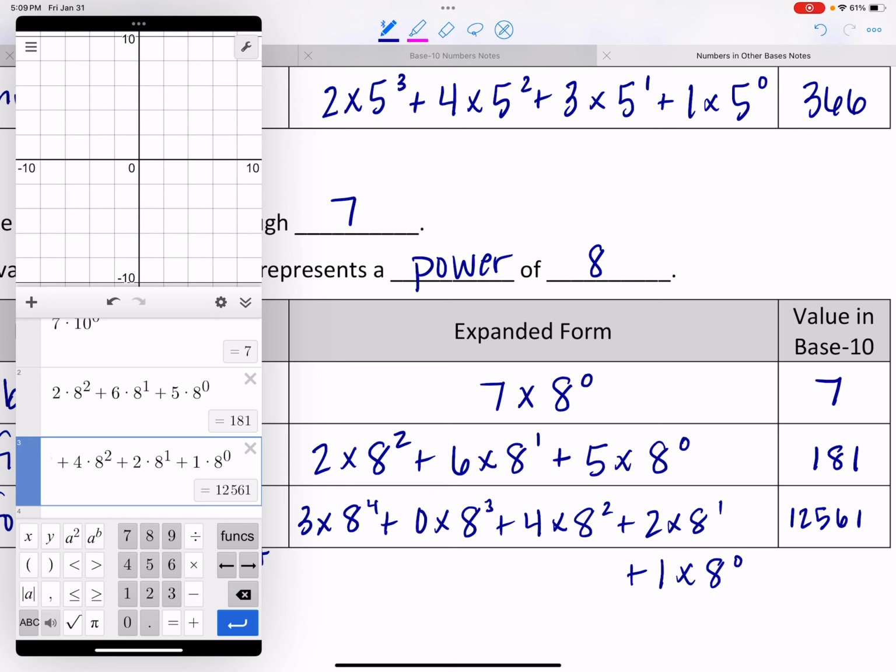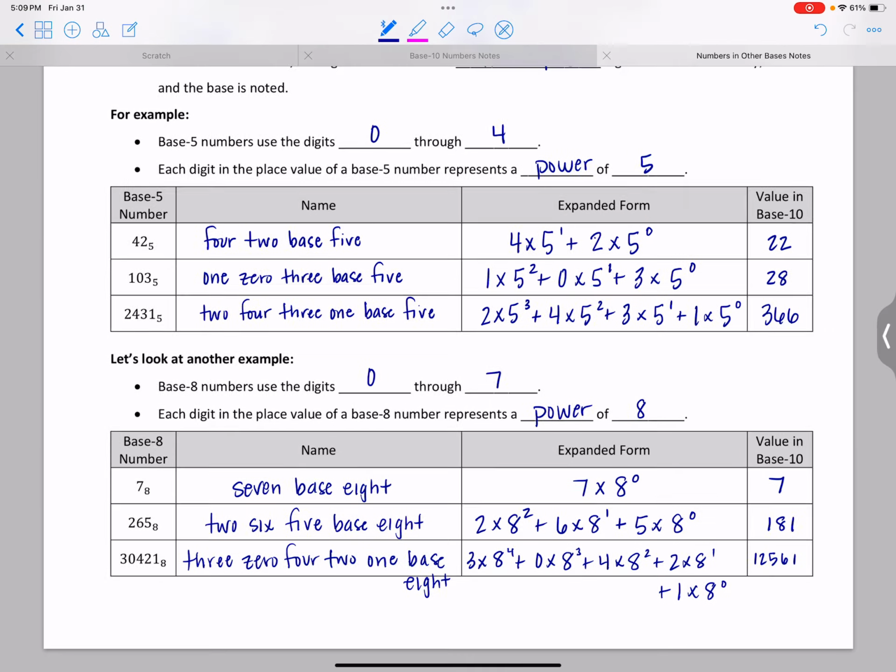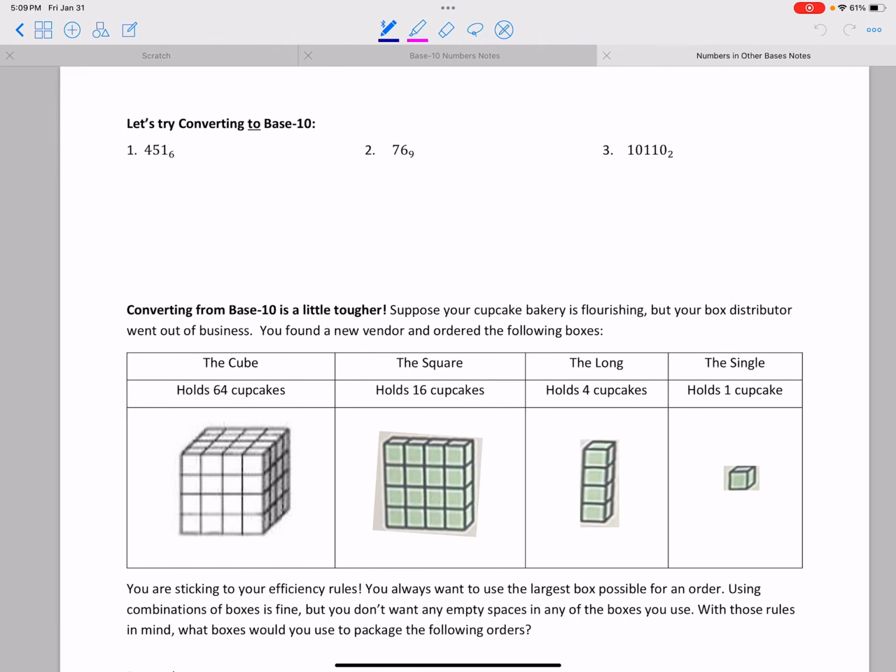So like imagine cupcakes, right? You're ordering cupcakes. If I ordered 12,561 cupcakes, that's exactly what I get. If I ordered 30421 base 8 cupcakes, it's the same order, okay? Alright, so let's try just a couple more without having to fill in the whole table here.